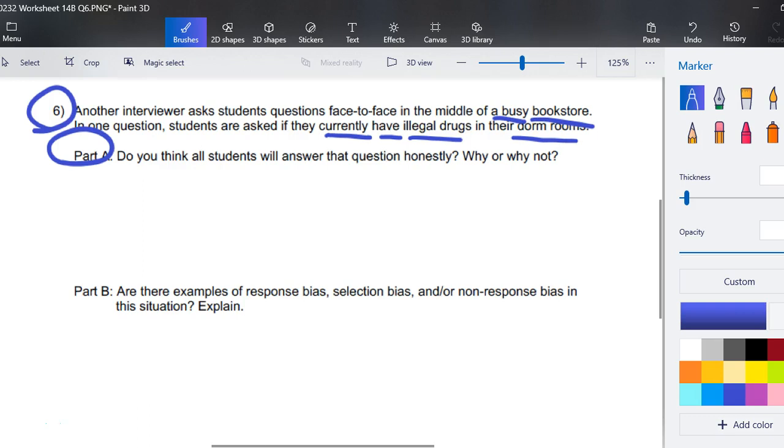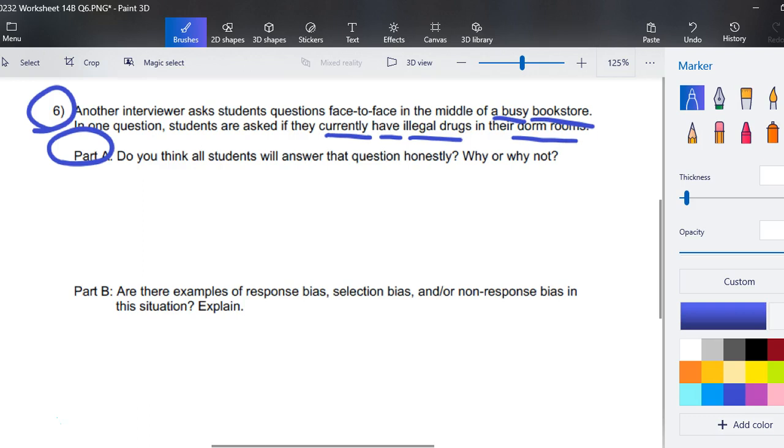Students who do have illegal drugs are not going to admit to having them. They are very particularly unlikely to answer this type of question, especially in a busy bookstore where there are many people around who could overhear their conversation.